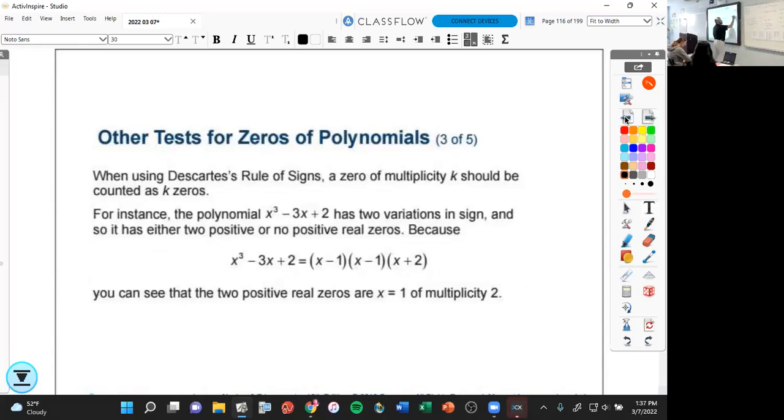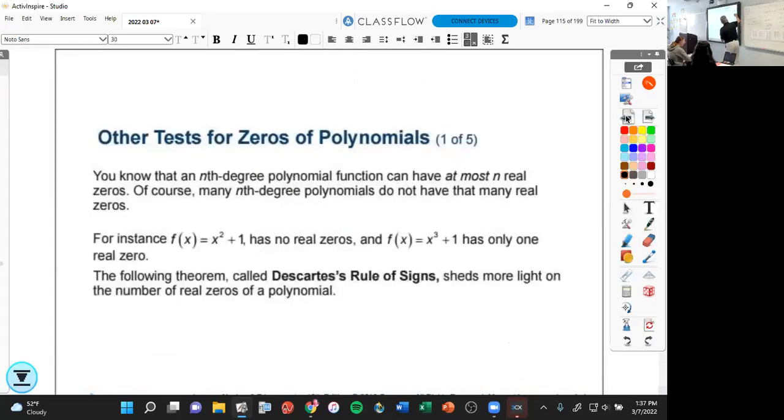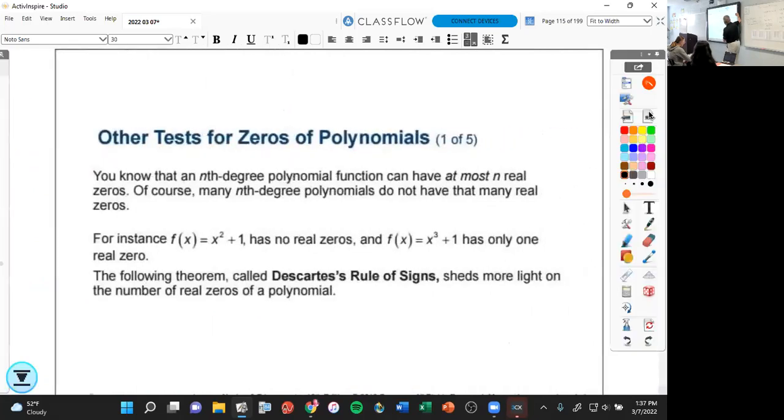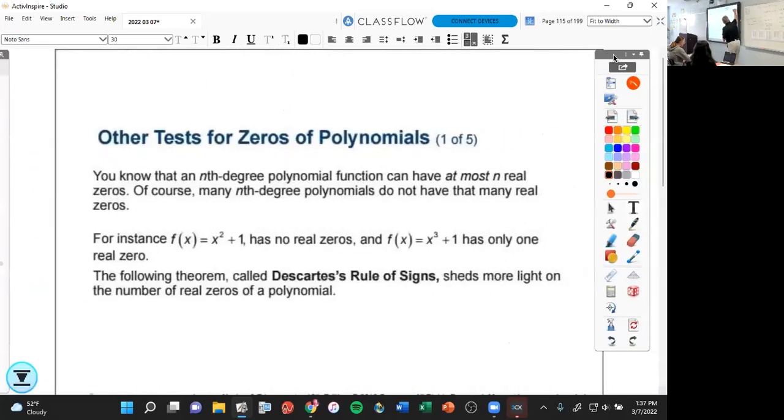I shouldn't press forward. Did I do that twice? Let me get back to where we're supposed to be.